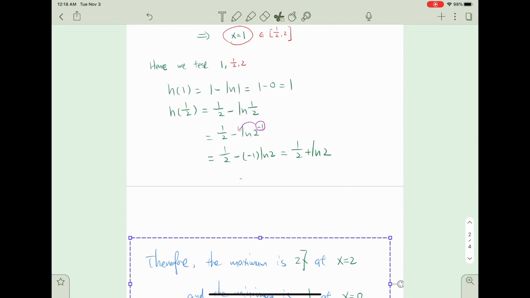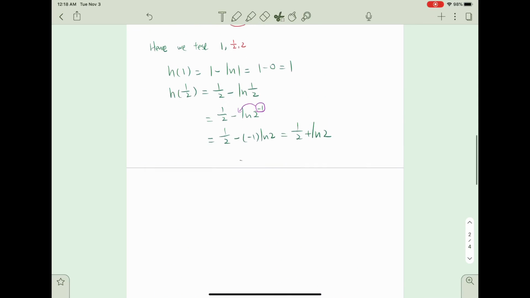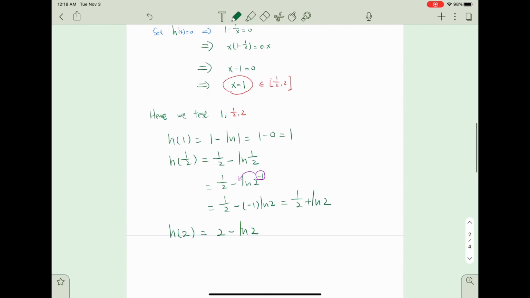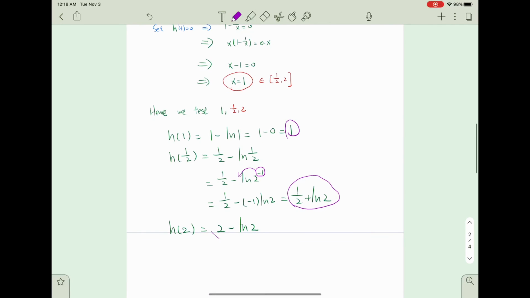Let's continue to test the other one. h of 2 is equal to 2 minus ln 2. Okay, right? So we have these three numbers here. The first one is 1, the second one is 1 over 2 plus ln of 2, and the other one is 2 minus ln of 2. And we need to determine which one is the greatest and which one is the smallest.